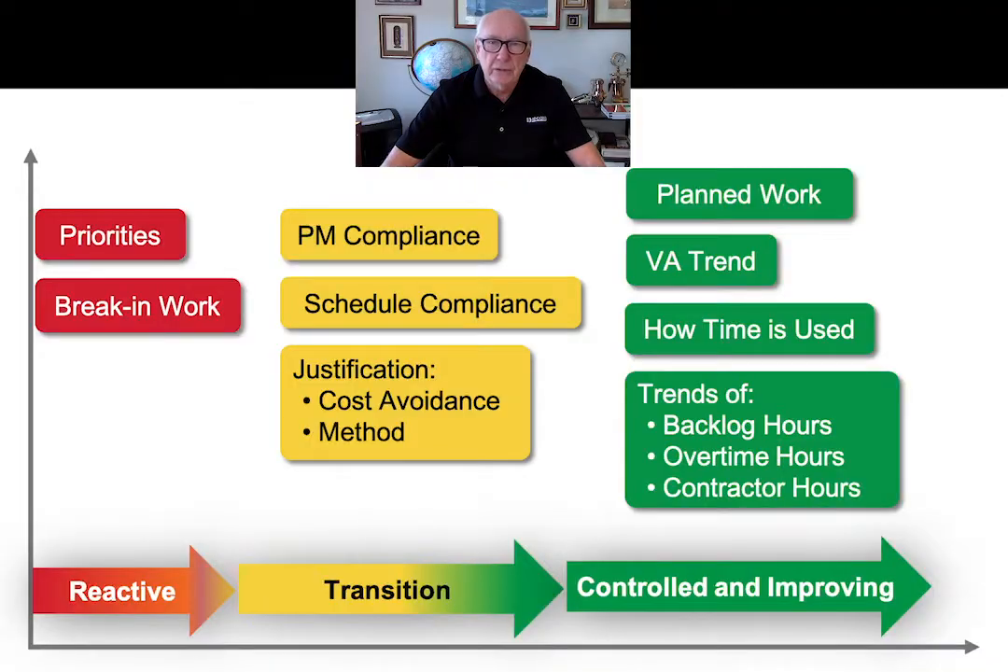So if you are then in the reactive situation, I would suggest that you start by looking at the priorities. How are the priorities set? Don't over prioritize. Don't use a lot of emotional priorities, etc. So measure that. How many add-on jobs do you have? How many are priority one that shouldn't be priority one? And you work on these so you get your priorities right.